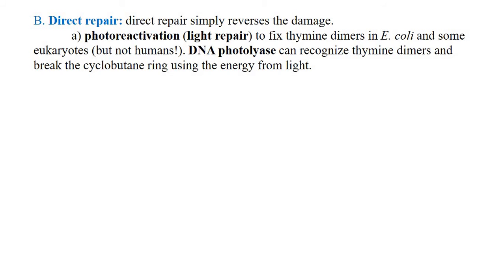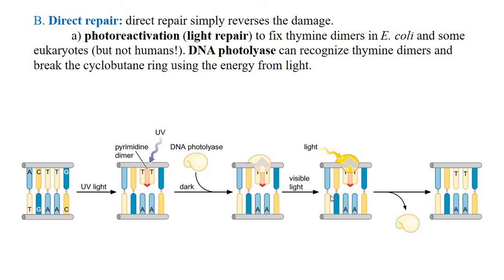Photoreactivation or light repair is used to fix thymine dimers in E. coli and in some eukaryotes, but humans don't use this. Human cells don't use photoreactivation. What happens in photoreactivation is, the damage is usually caused by UV radiation, but the energy from visible light can help catalyze the reaction in order to fix the damage. So DNA photolyases are the enzymes that recognize these thymine dimers, and they break the cyclobutane ring using the energy from light.